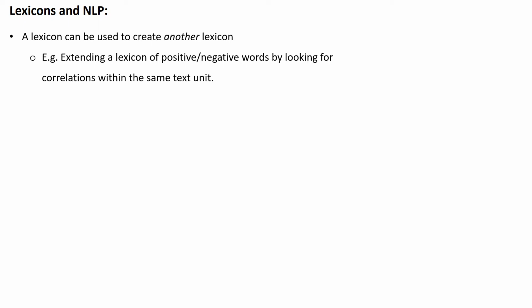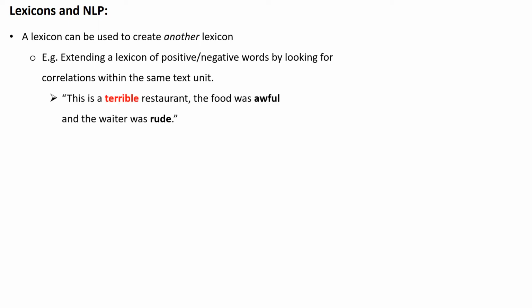Now, this probably still sounds like Chinese, so let's take a look at a specific example. This is a terrible restaurant, the food was awful and the waiter was rude. Now, imagine that we don't have the words awful and rude in our lexicon, but we do have the word terrible as a negative word in our lexicon. Now, the machine can look for patterns in the text and can infer that awful and rude are 2 words that tend to co-occur in the same sentence with the word terrible. Thus, they must have approximately the same, in this case, negative valence.